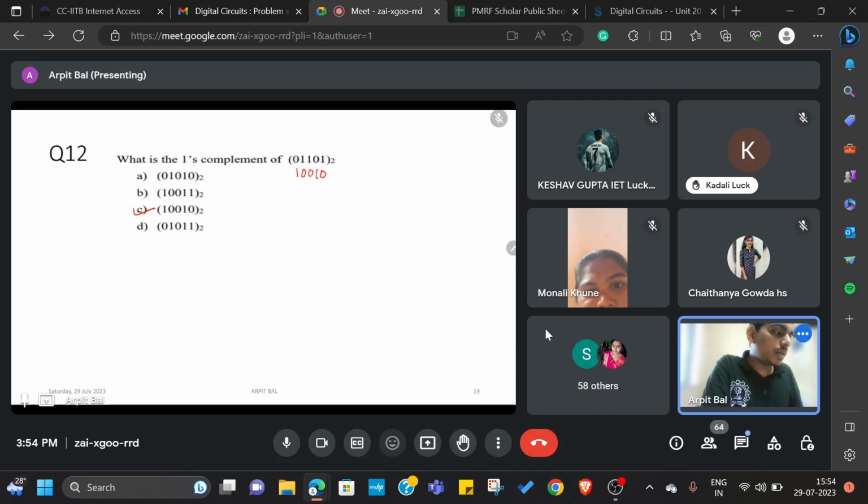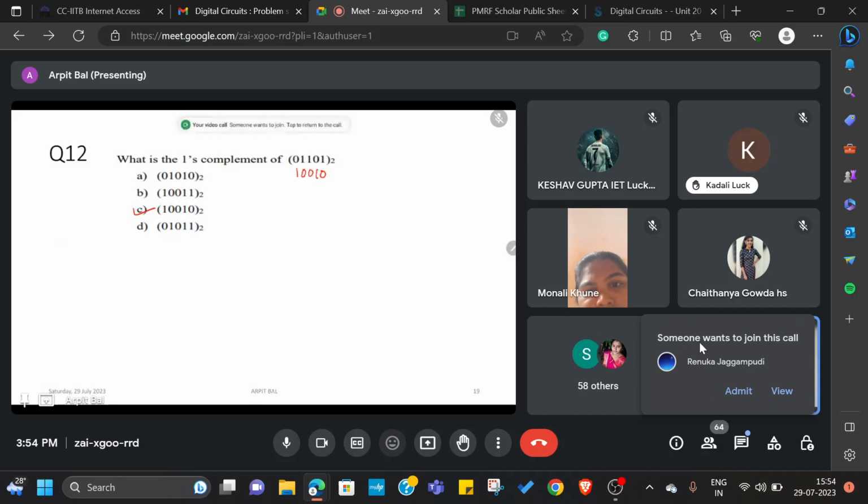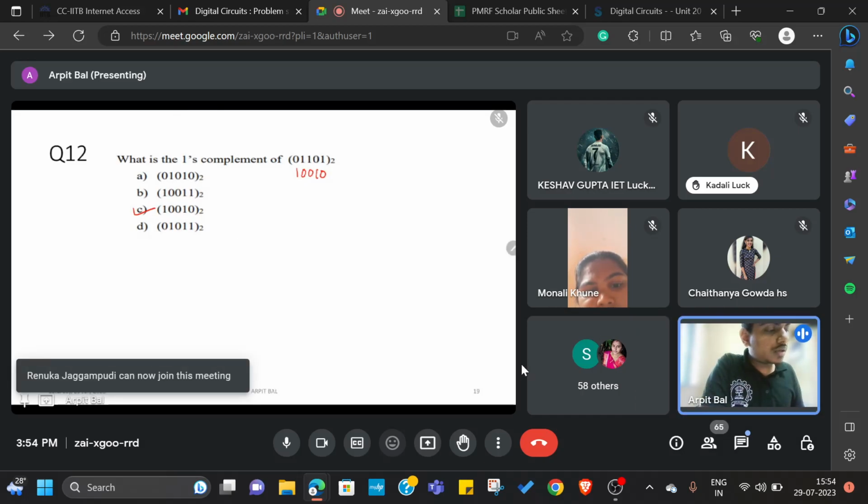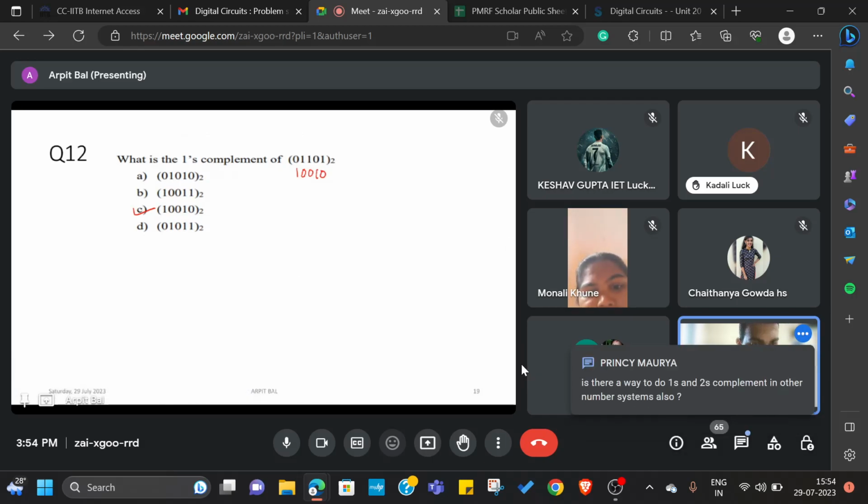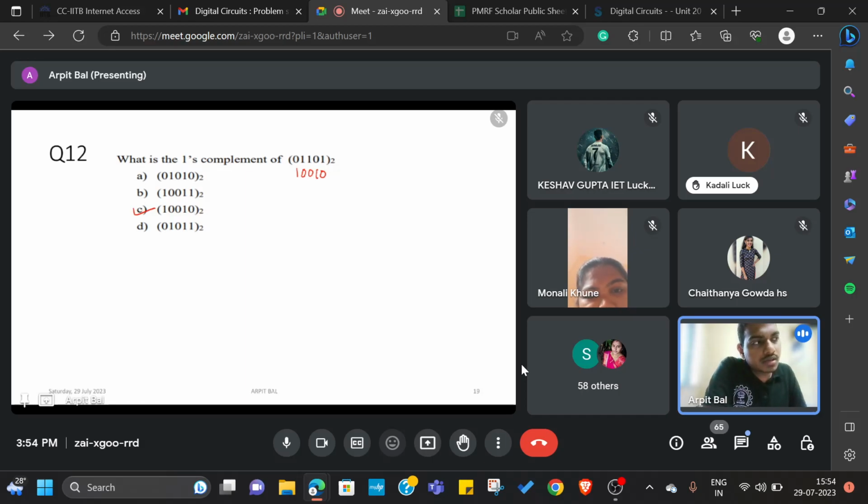Let me go by the logic. How does this happen? Is there a way to do ones and twos complement in other number systems as well? Yes, in other number systems it is called n's complement and n minus 1's complement. Because it is binary representation, n is 2, so we have 2's complement, and n minus 1 is 1, so 1's complement. Similarly, in the decimal number system the base is 10, so n's complement will be 10's complement, and n minus 1's complement will be 9's complement.